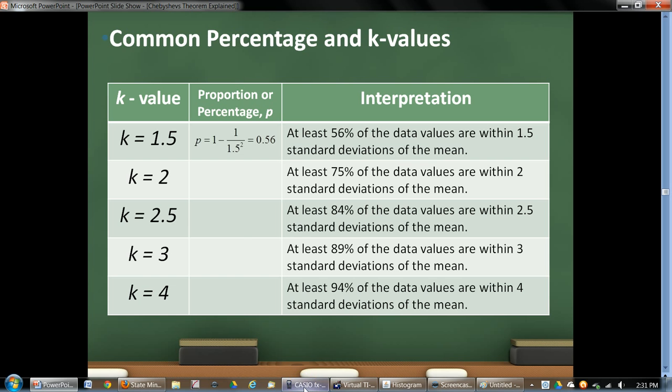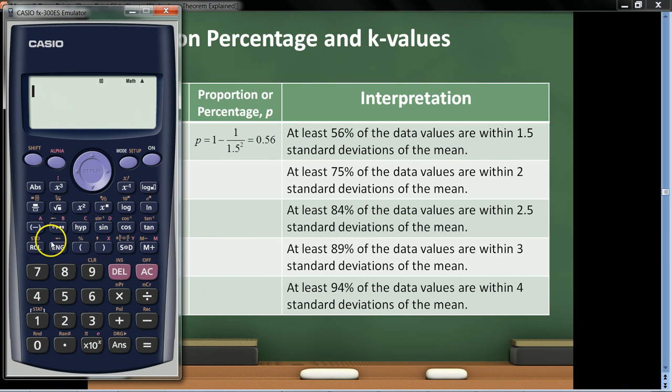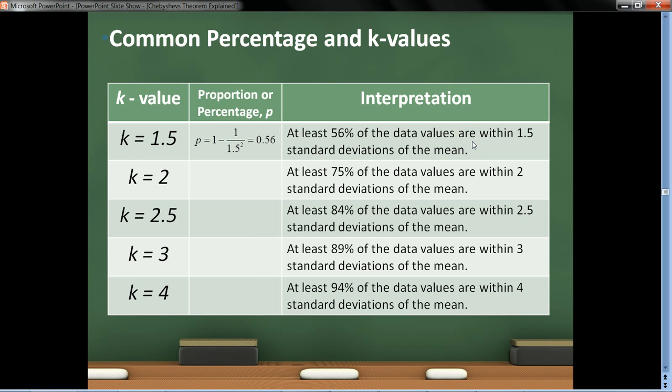Let me grab a calculator here. I've got this scientific calculator. What's nice about it is it does math print. I'll just hit this fraction key here, put in the fraction 1 over 1.5, and then square that using the x squared key. So we get 4/9... or rather 5/9, or in decimal form, 56%, rounded to 2 decimal places. So that means at least 56% of the data lies within 1.5 standard deviations of the mean.